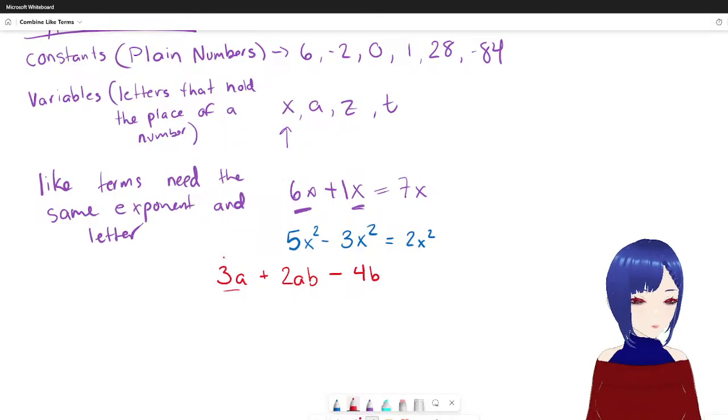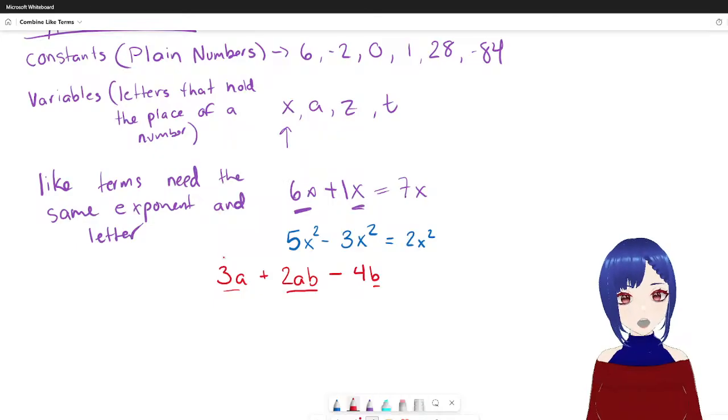So in this, 3A only has an A. 2AB has an A and a B. And B only has a B. So none of these are like terms because none of them have all of the same letters. So in order to have the same letters, they either need to all only have an A, only have a B, or have both the A and the B. Having the same two letters also counts.